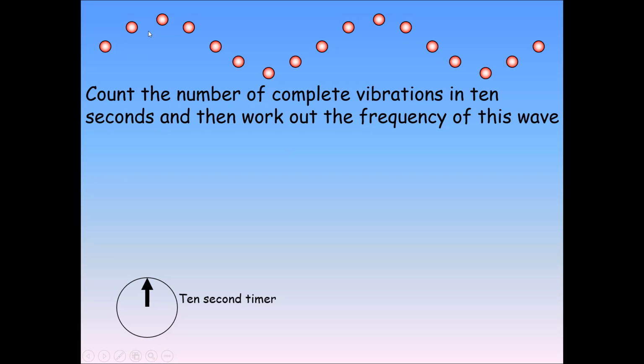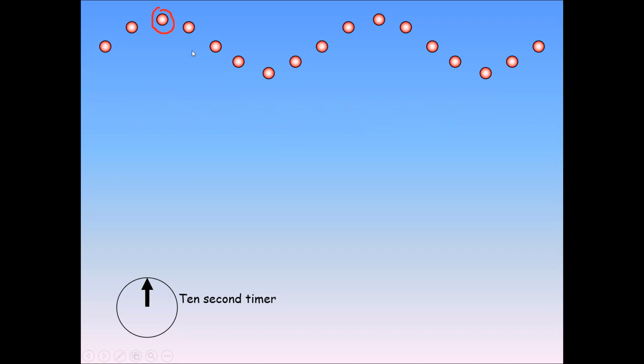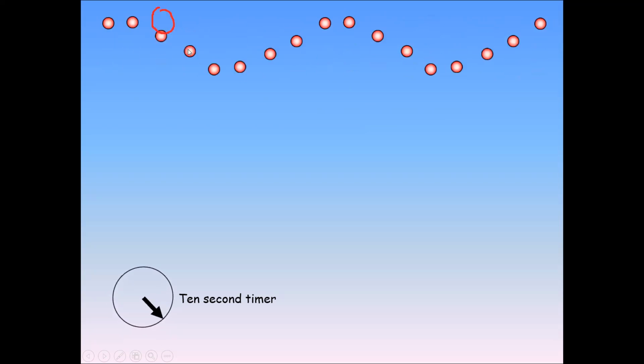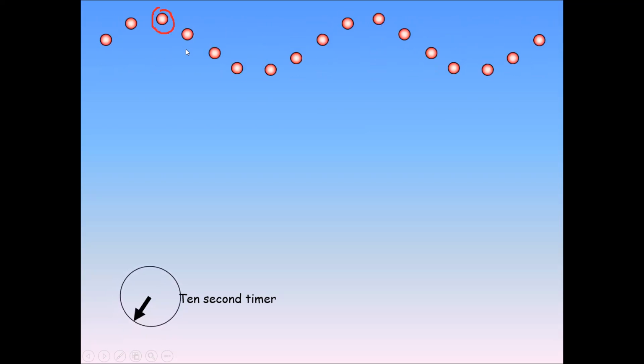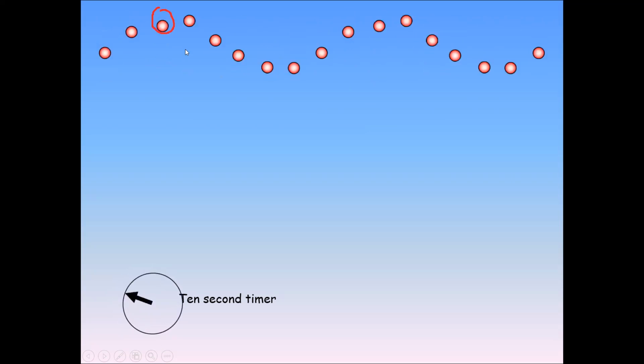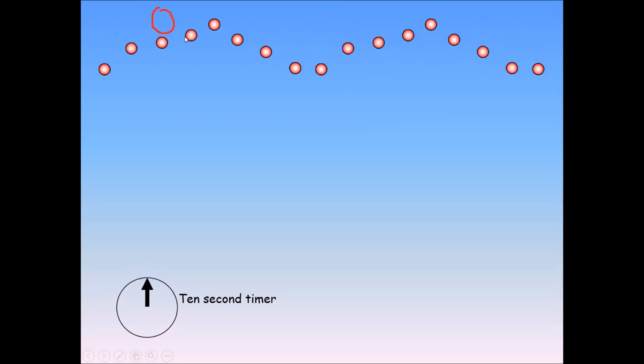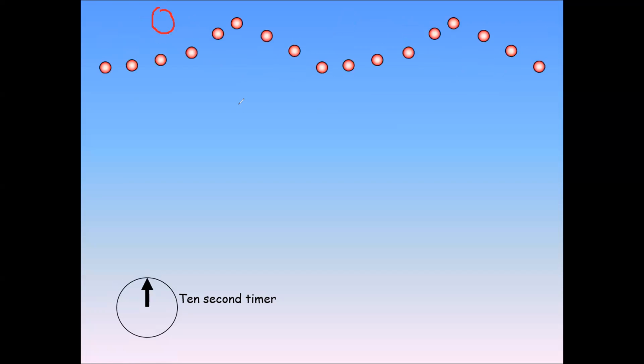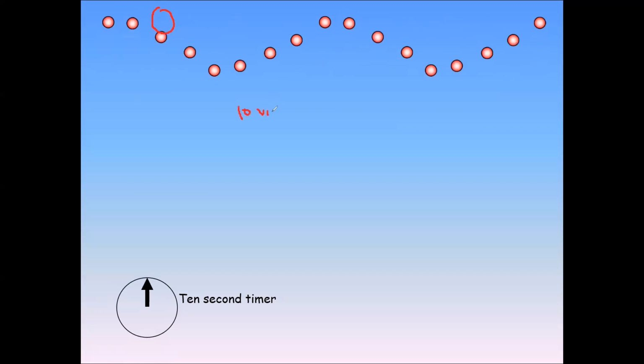Example, if you focus on one of the points with a 10-second timer, for example, focus on this point and tell how many vibrations in 10 seconds. So 1, 2, 3, 4, 5, 6, 7, 8, 9, 10 vibrations. So it is having 10 vibrations in 10 seconds.